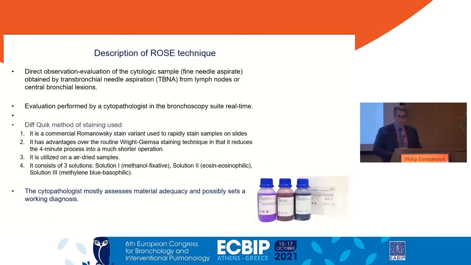So what is rapid on-site evaluation? It is a technique based on the presence of the cytopathologist in the room. We use a specific dye that consists of 3 solutions: solution A, which is a fixative for the cells, solution B for staining the cytoplasm, and solution C for staining the nucleus. So it's a very quick procedure. You can have a slide ready in 30 seconds, and then the cytopathologist sits next to the bronchoscopist and assesses whether the material is adequate for diagnosis.